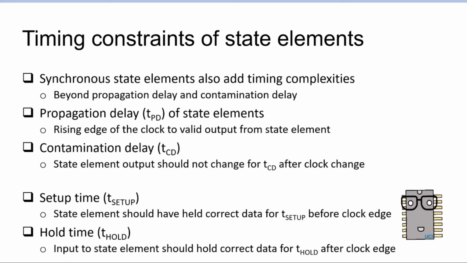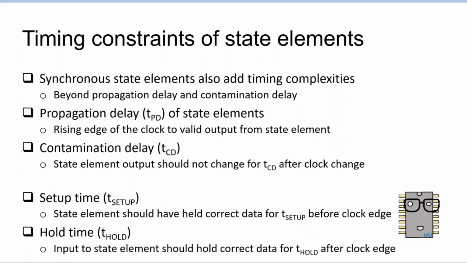So you've seen propagation delay and contamination delay with combinational circuits just now, but sequential circuits add a couple more constraints. First is setup time. Maybe I should have put a graphical representation of these things earlier, since this text could be a little overwhelming. One element is setup time, denoted as T setup. A state element should have held the correct data for a certain amount of time before the clock edge happens. And the last one is hold time, denoted as T hold. An input to a state element should still hold correct data for a certain amount of time after the clock edge.